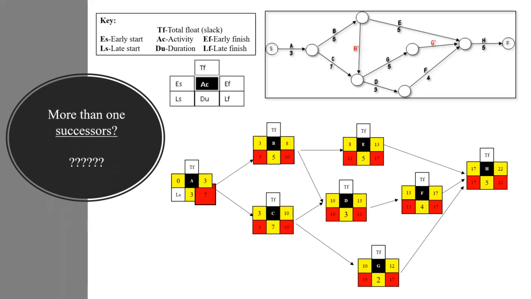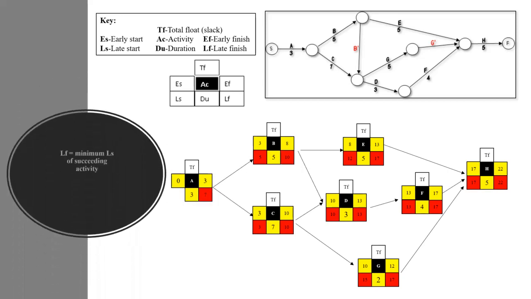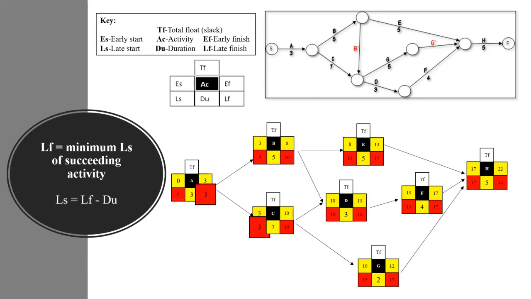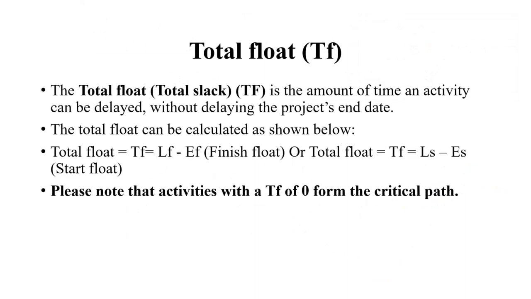Now A has two successors. How do we determine which of the late start gives us our late finish? The latest finish of A is equal to the minimum latest start between B or C, its successors. So the latest start of B is 5 and the latest start of C is 3. Therefore, the minimum or smallest value for latest start of the two is 3, and this becomes the latest finish of A. After that, we can simply calculate the latest start by subtracting duration from latest finish, which gives us 0.